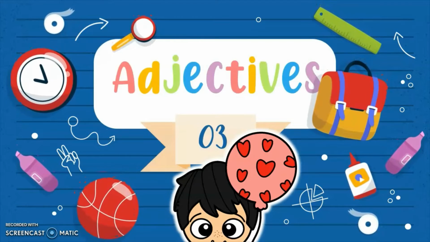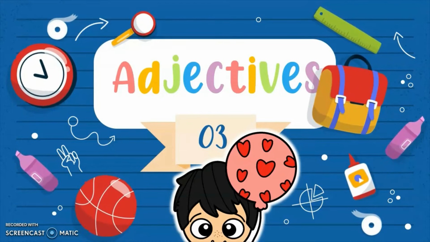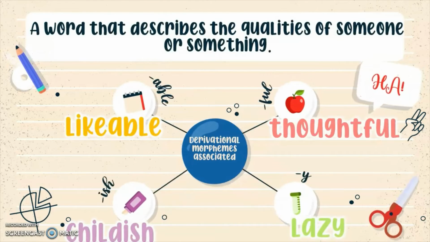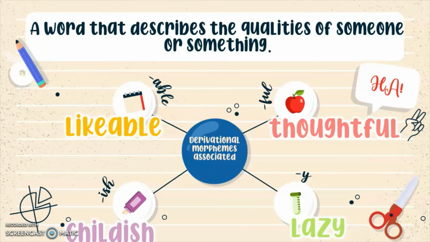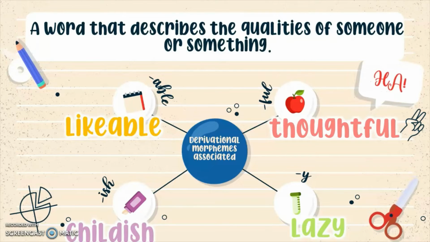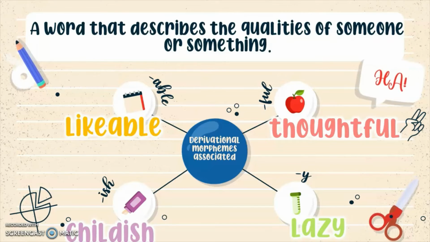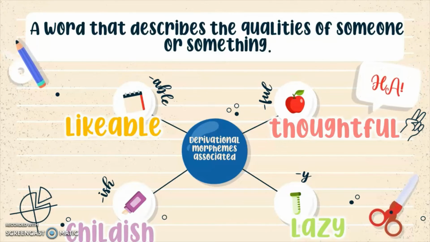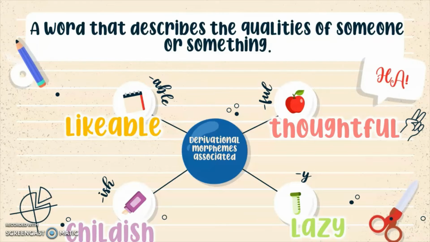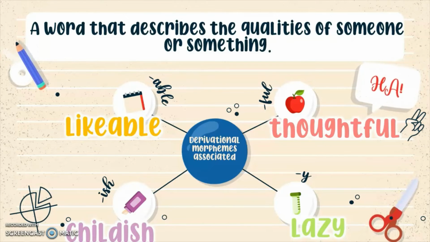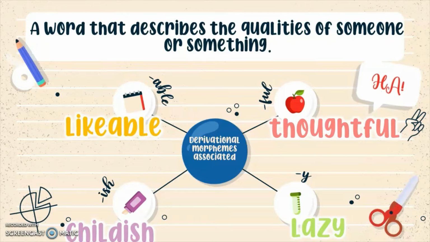Number 3, adjectives. An adjective is a word that describes the qualities of someone or something. Even if we don't have a specific structure for adjectives, we have derivational morphemes associated. An example is able, as in likable, ful as in thoughtful, ish as in childish, and y as in lazy.